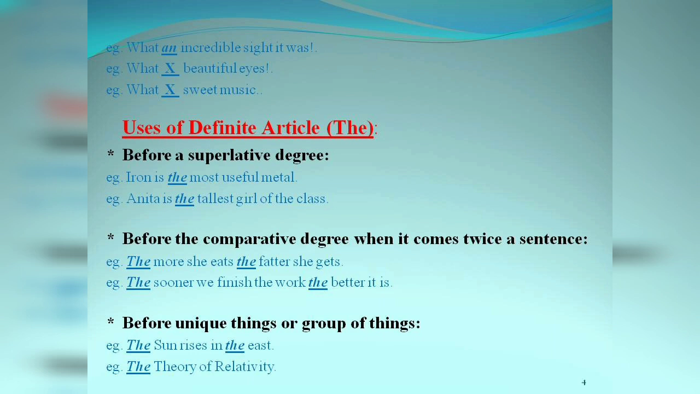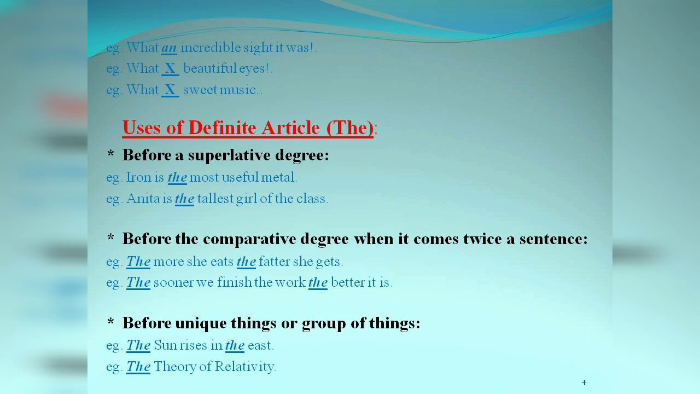First sentence says iron is the most useful metal. Most useful is an example of superlative degree. Therefore, we have written here the. Next sentence, Anita is the tallest girl of our class. Tallest is a superlative degree. Therefore, the. Next rule says: before the comparative degree when it comes twice in a sentence.